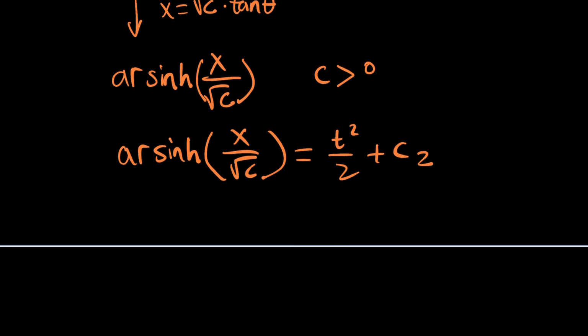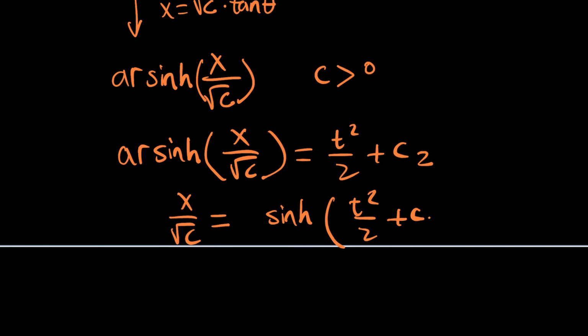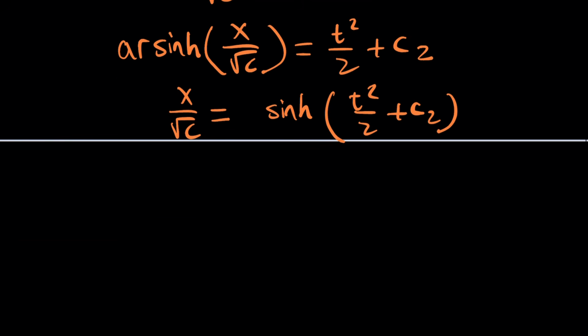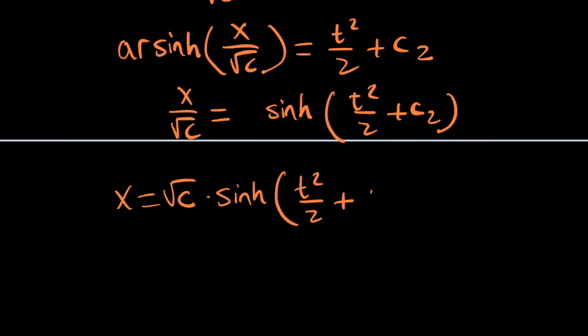And now we're going to go ahead and apply sine hyperbolic to both sides, and then that'll isolate x over the square root of c. So if we apply sine hyperbolic on both sides, it's going to look like this. You're going to get t squared over 2 plus c2. And then if you multiply both sides by root c, you're going to be able to get x in terms of t, which is huge. Isn't that cool? So we basically solve for x.